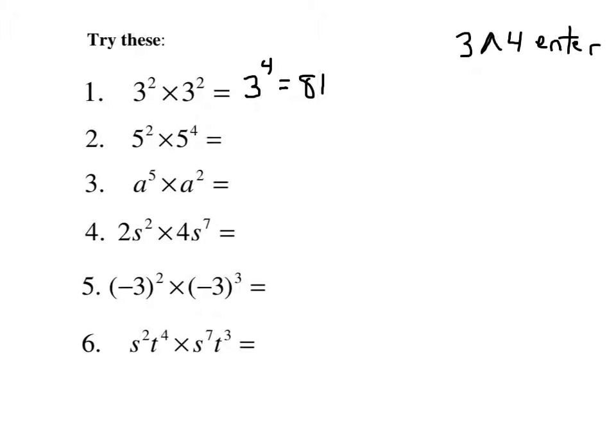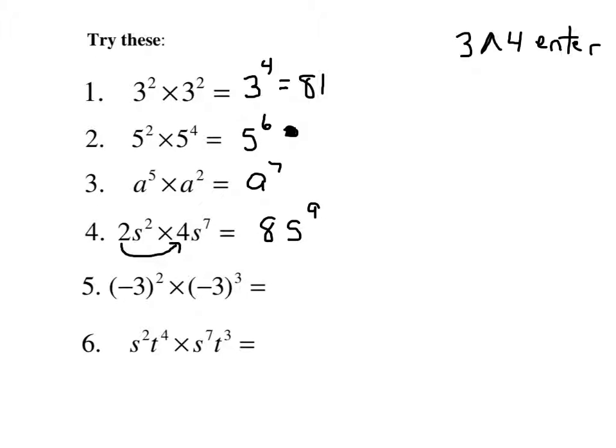All right, the next one, 5 to the second. So 5 is your base. Add 2 plus 4, you get 5 to the 6th. And I'm just going to leave this one as an exponent. All right, next you have a to the 5th times a to the 2nd, so you get a to the 7th. And then for number 4, you actually have to multiply the coefficients together. The 2 times 4, that makes 8. And then you add the exponents, so you get s to the 9th.